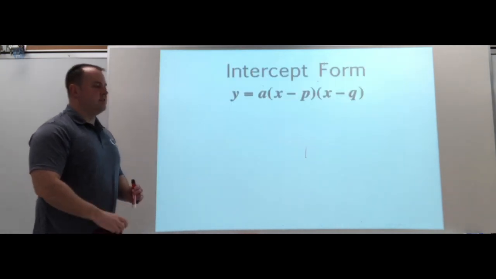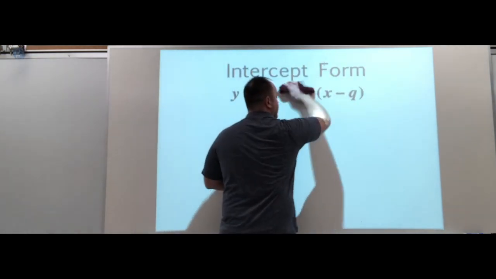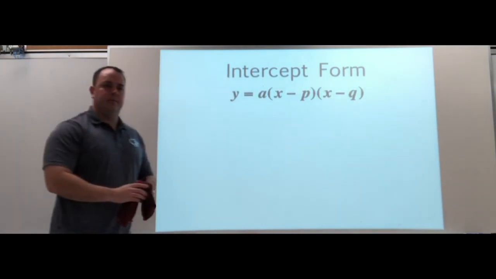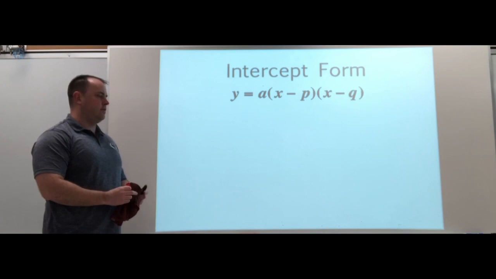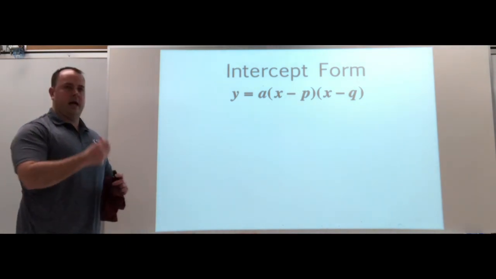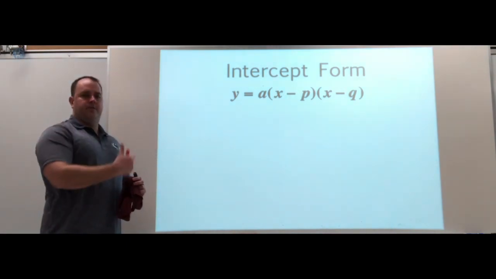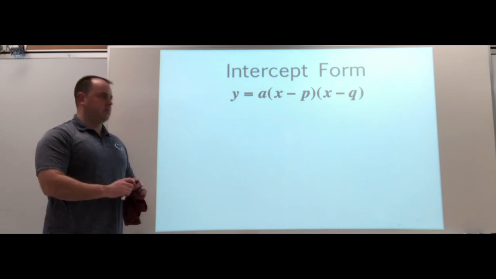Now, intercept form is the only one, let me clean this off a little better, that I think is fairly different than standard and vertex form. Both standard and vertex form were very similar to each other, and you had to find the vertex, and then you found your other 4 points using the axis of symmetry.